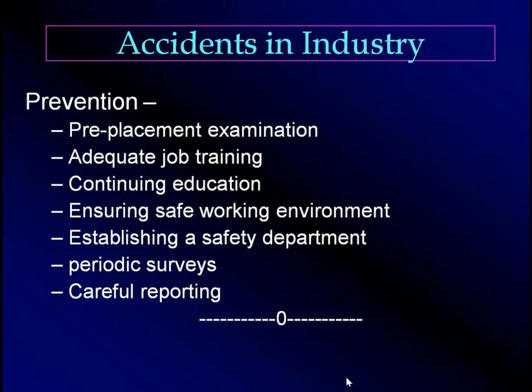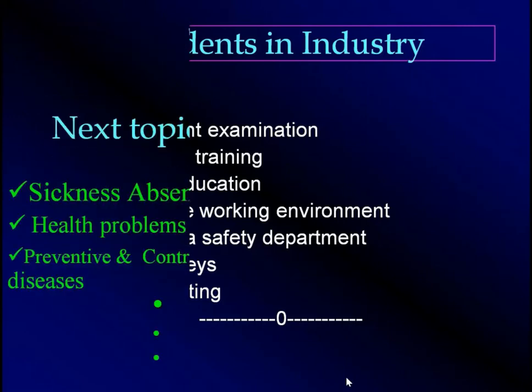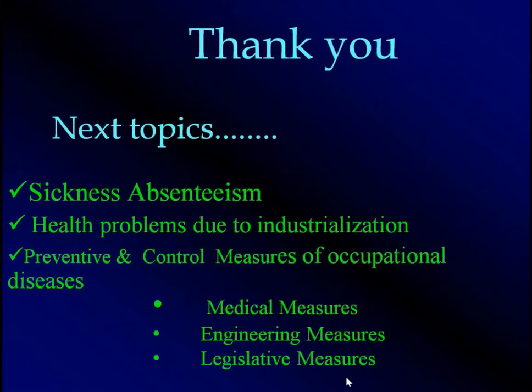So with this, I'm ending today's class. Thank you. In the next class, we'll continue the same chapter. The topics will be sickness absenteeism and health problems due to industrialization. Because of industrialization, what could be the health problems? And how do you prevent all these various occupational diseases? Those can be discussed under headings like medical measures, engineering measures, and legislative measures. With these topics, I will come for the next class. Next class, I'll complete this chapter on occupational diseases. Okay. Thank you.